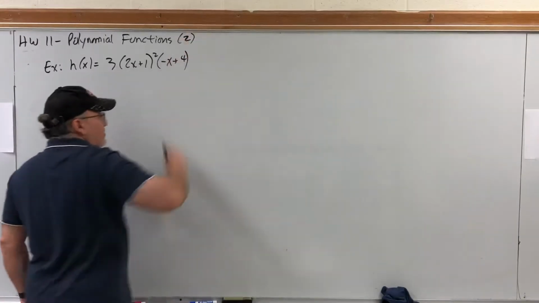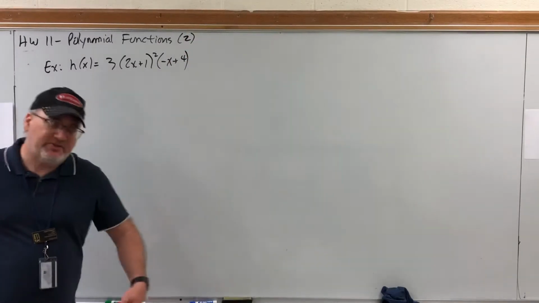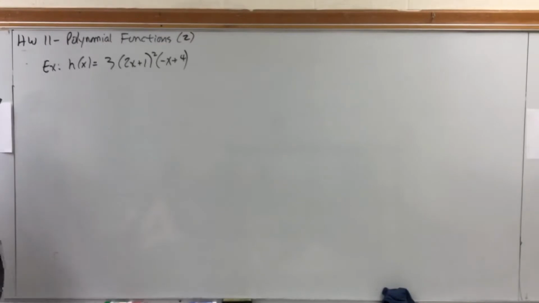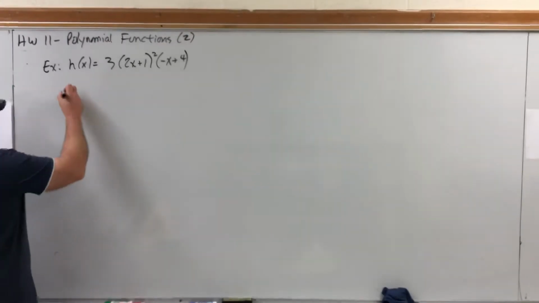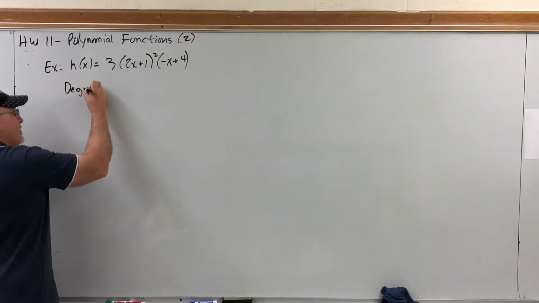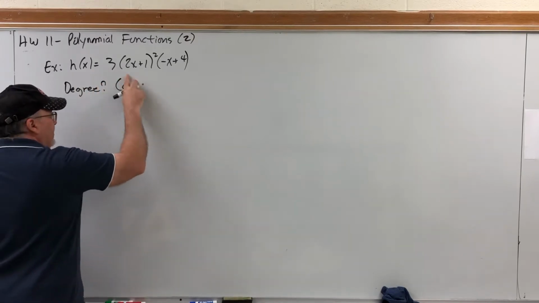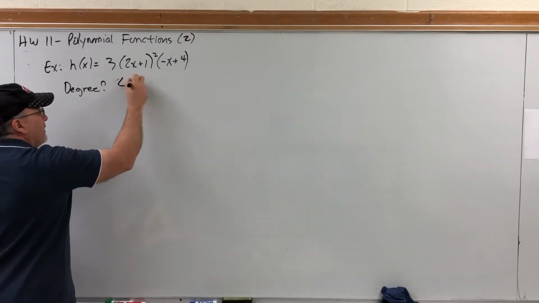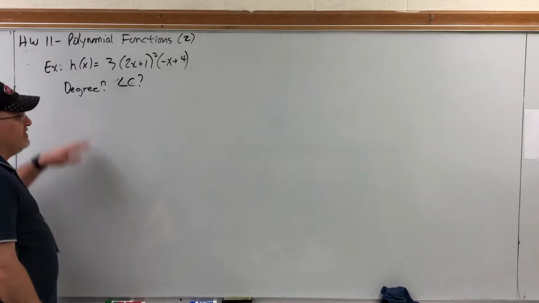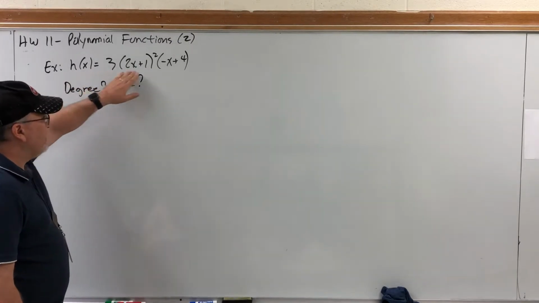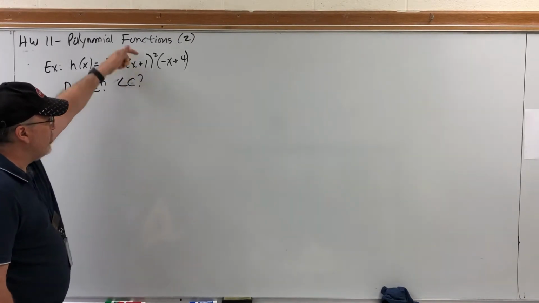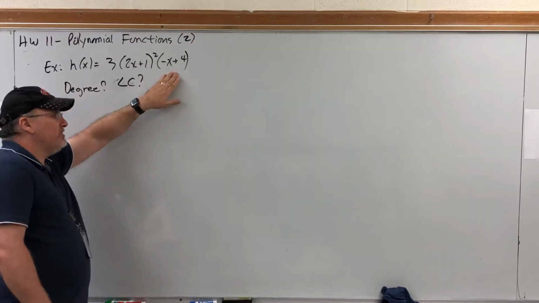I felt like the previous video was getting a little bit long, so I decided to save this example for its own video. And the questions being, what is the degree, and what is the leading coefficient of the function h of x equals 3 times the quantity 2x plus 1 squared times the quantity negative x plus 4.